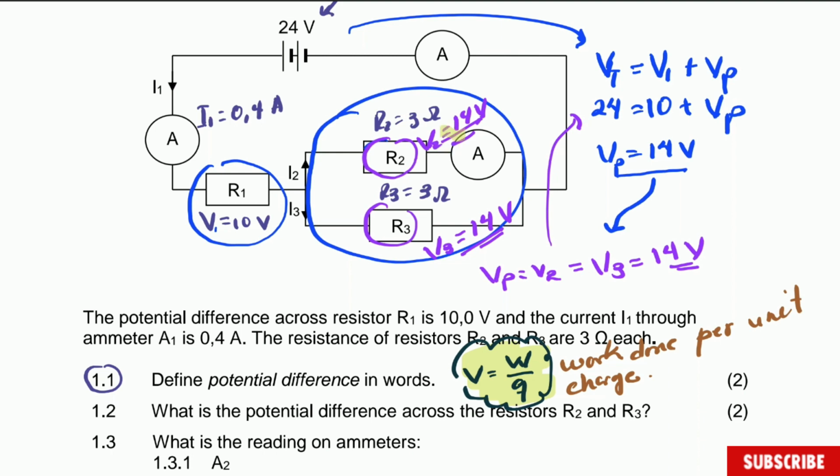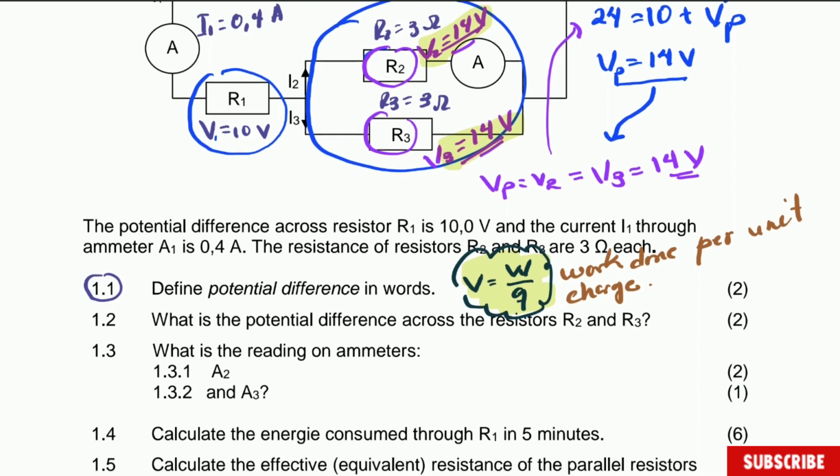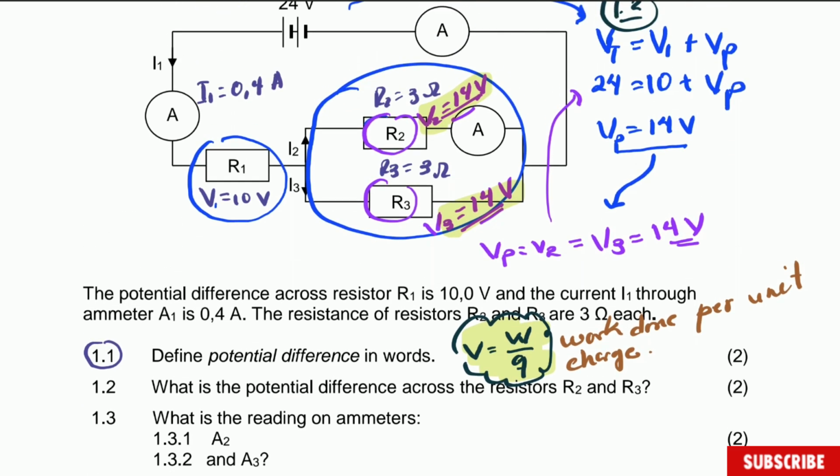It's not that bad. And that one would be question 1.2. Now, question 1.3 says, what is the reading of the ammeters A2 and A3? And this one is a very simple question. Know the following here.